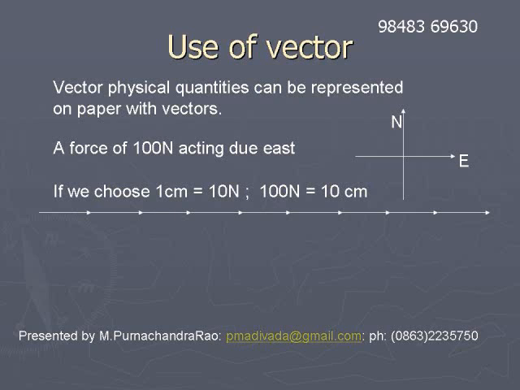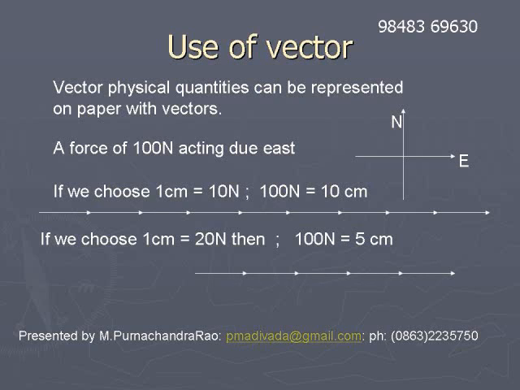See the direction. It is parallel to the east-west direction, west to east. Hence, it represents due east. Instead of taking 1 centimeter as 10 newtons, we can choose 1 centimeter equal to 20 newtons. Then the length of the vector becomes 5 centimeters. Now construct a vector of 5 centimeters. Actually, one direction is sufficient, but to have an understanding of 5 centimeters, I have constructed 5 vectors.